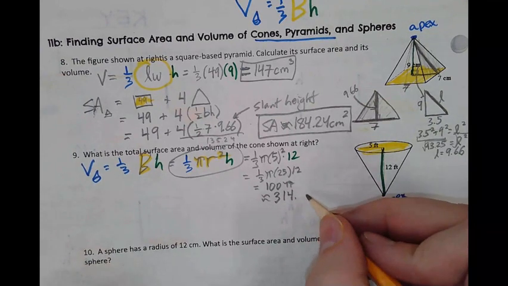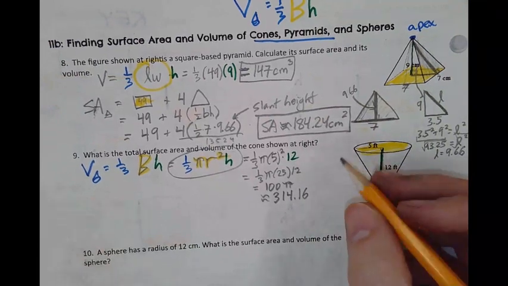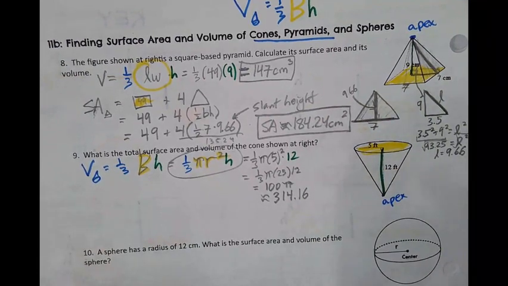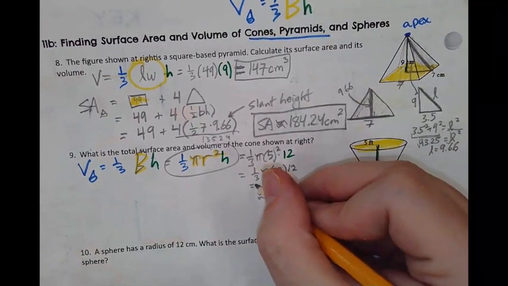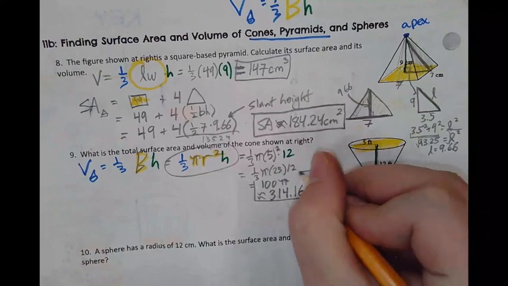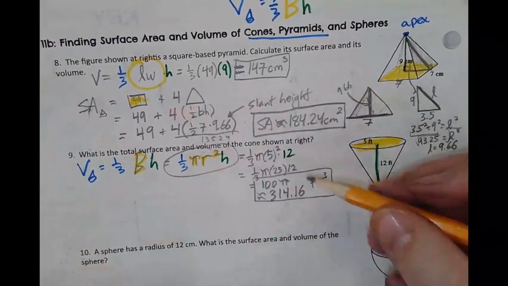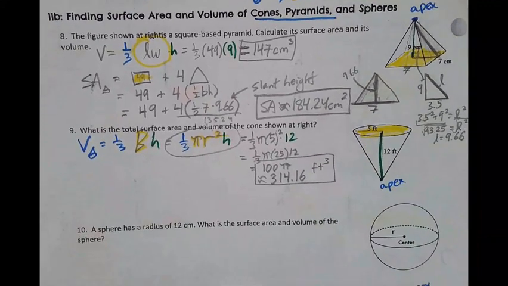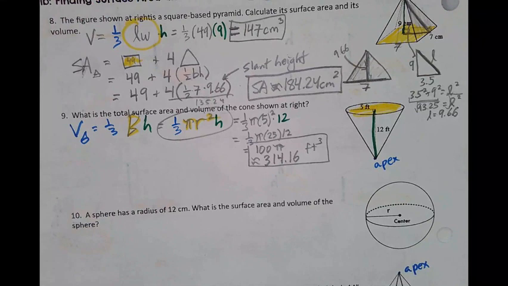What's 100 times pi? It's approximately 314.1592. So 159 adds up to about 314.16. We'll call this feet cubed. Either of these answers is great. It is the exact answer, 100 pi, or the approximate answer, 314.16.